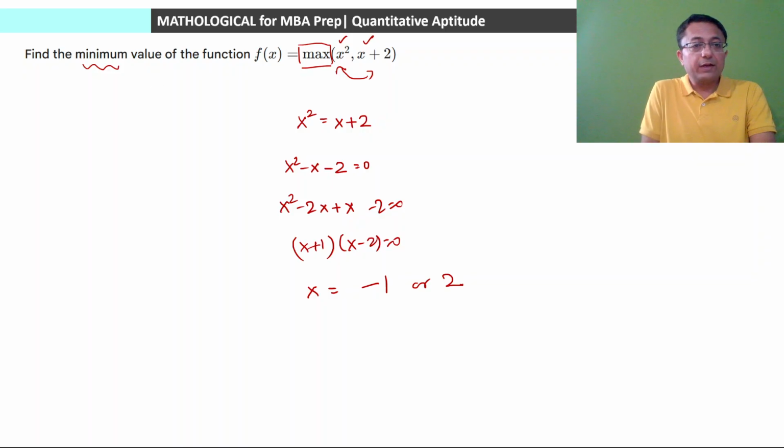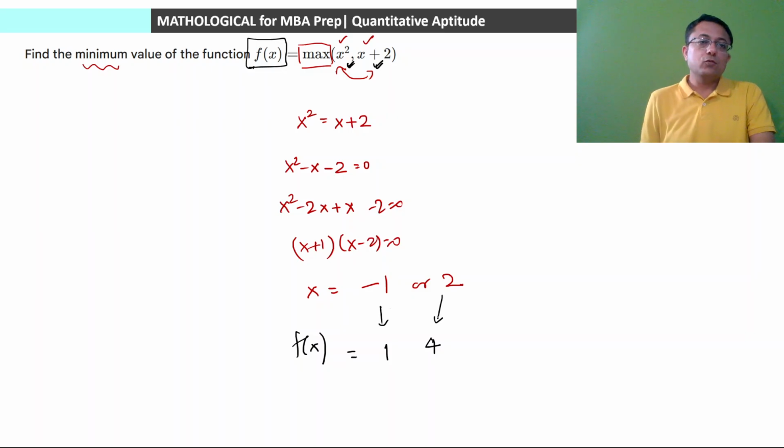But we need to find the minimum value of the function f(x), not the value of x. Okay? So keep this in mind. The value of f(x) at x equal to minus 1: you can put x equal to minus 1 in either of these two, because the value will be the same anyway. So minus 1 plus 2 is equal to 1, and 2 square is equal to 4. So at minus 1, the value of f(x) will be 1. At 2, the value of f(x) will be 4. And we need to find the minimum value. So the minimum of these two is 1. So f(x) equal to 1 will be our minimum value.